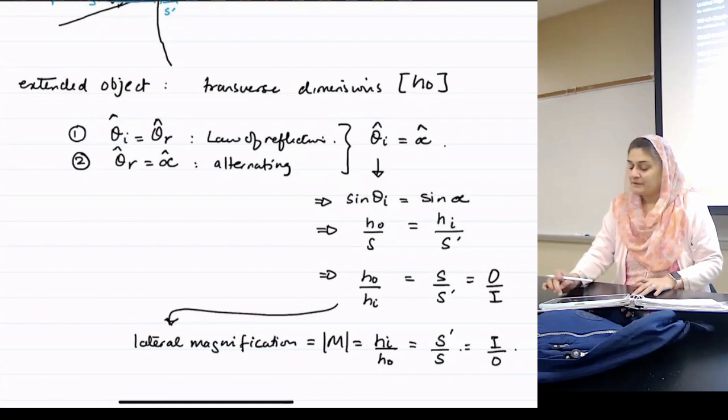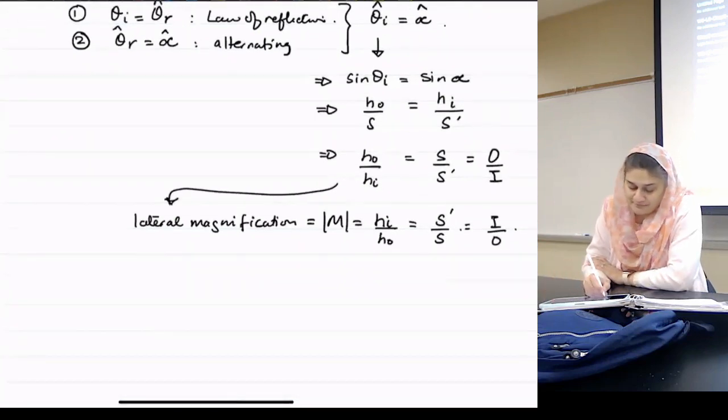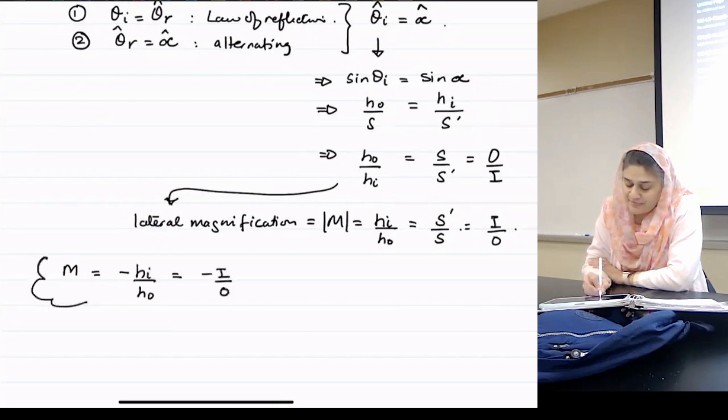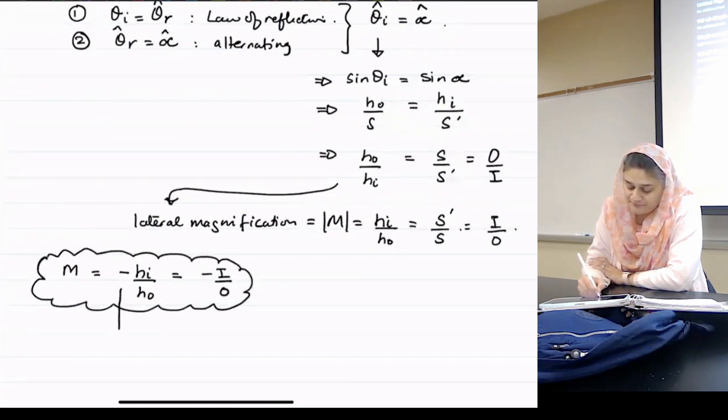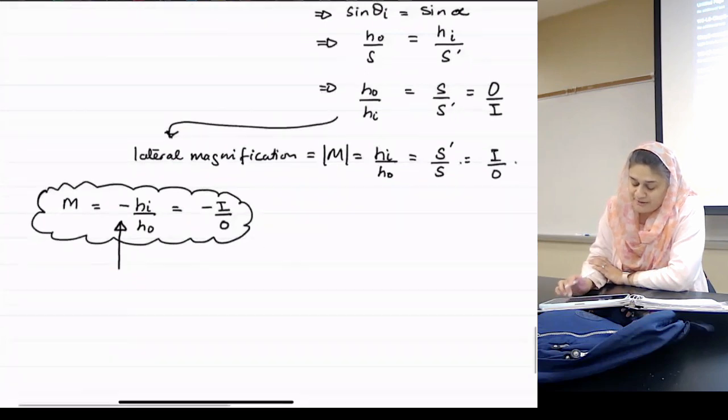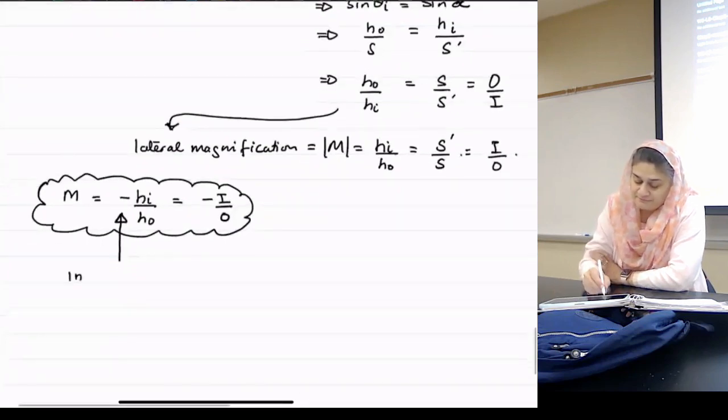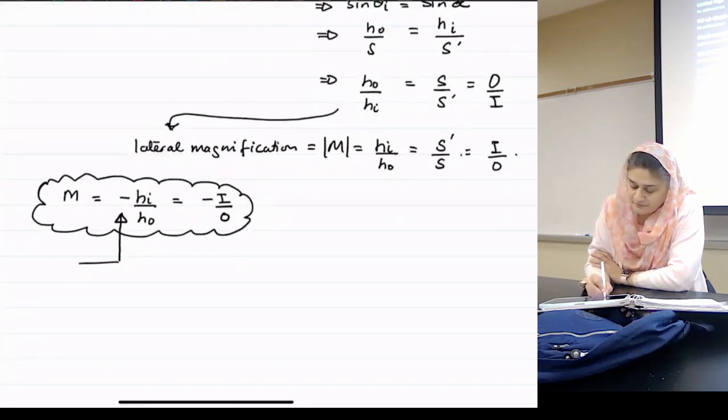What does that mean? So a minus sign in here, if I don't use a magnitude, they usually call it as negative HI over H0, or negative image over object. And that has to do with this negative sign, tells us when the image is inverted or upright.